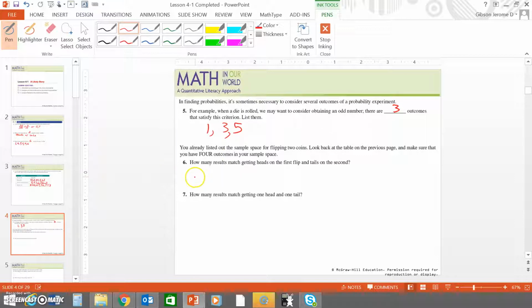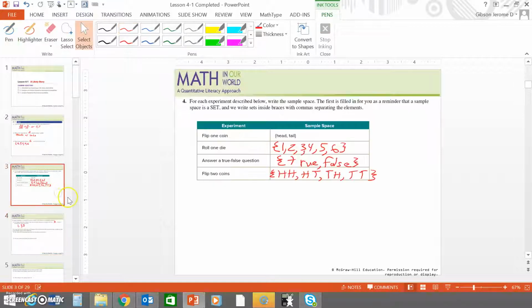Now, at the bottom of page 300, it says an event is any subset of the sample space for a probability experiment. This means that an event can be a single outcome or a set of several outcomes. Now we come here to number 6. It says you already listed out the sample space for flipping 2 coins. Look back at the table on the previous page and make sure that you have 4 outcomes in your sample space, which we do. We could take a quick look back. We have our four answers here in our sample space.